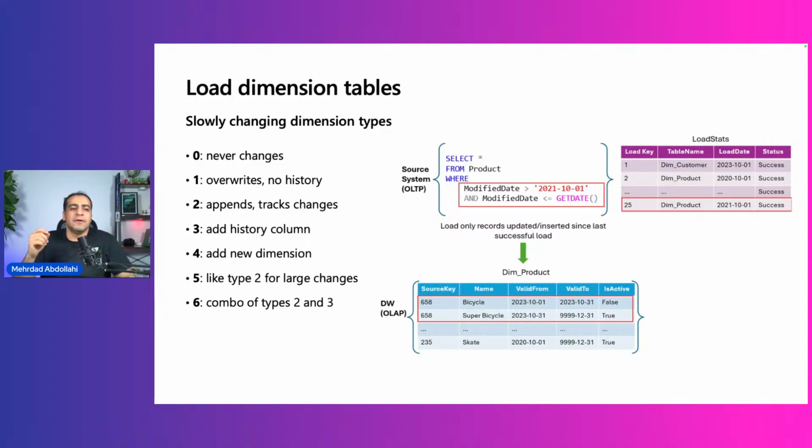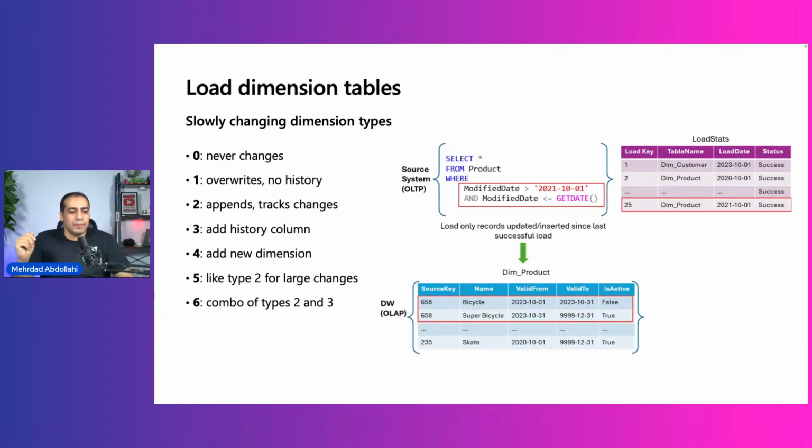So, about loading dimension tables, we should identify and understand what kind of dimension we are loading and which type of SCD, or slowly changing dimension, is going to be applied to that specific dimension. Type 0 never changes, and there is no change history.